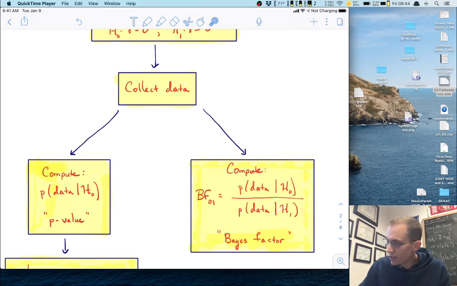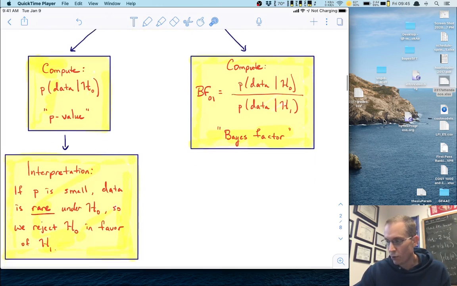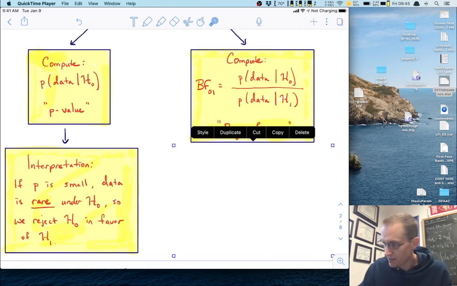What the Bayes factor does is take the probability of the data under one hypothesis, say the null, and compare it to the probability of the data under the other hypothesis. And so you get this symbol BF01, which tells you the likelihood of your data under the null compared to the likelihood of your data under the alternative. So it's a fraction that tells you the relative support of your two hypotheses.